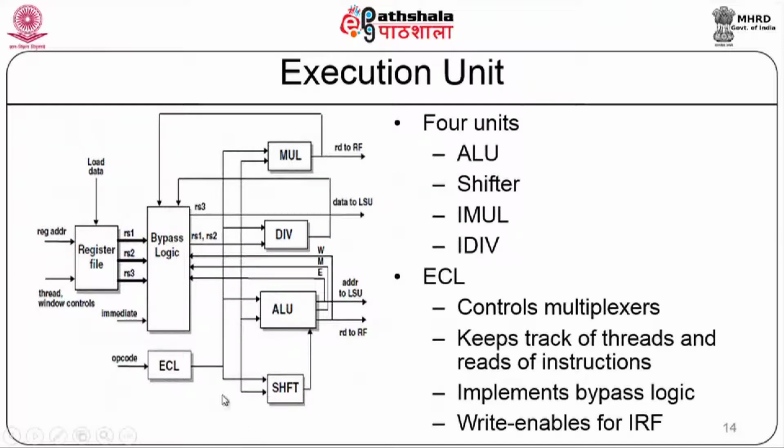If you look at the execution unit here, there are basically 4 units. You have an ALU, you have a shifter, you have an IMUL unit which is a multiplier unit, and you have the divider unit. The ALU basically takes care of all your addition, subtraction, and other logical operations. Then you have your ECL unit as indicated here, which controls the multiplexers. As you can see here, it controls all the multiplexers depending upon the opcode. So, depending on the opcode, it decides which functional unit is to be activated. It controls the multiplexers, it keeps track of threads and reads of instructions, it implements the bypass logic, it also write enables for your IRF.